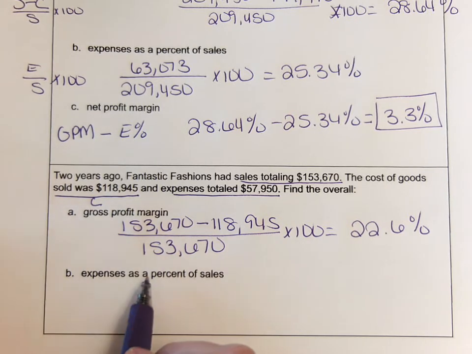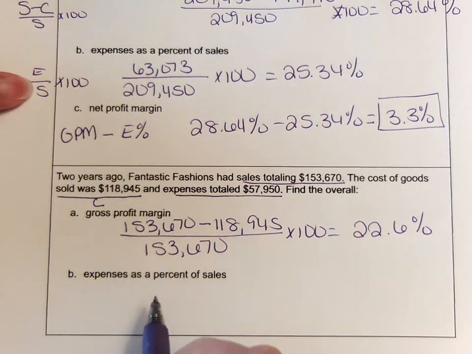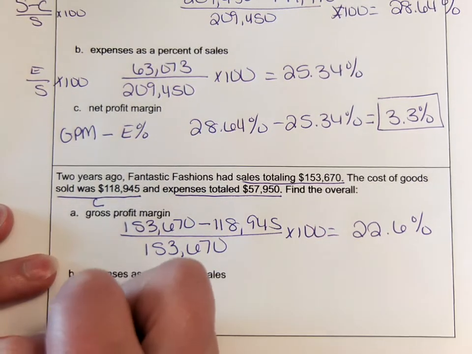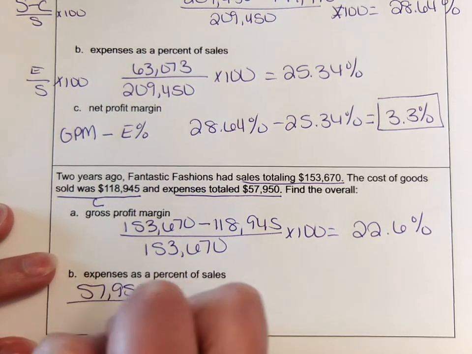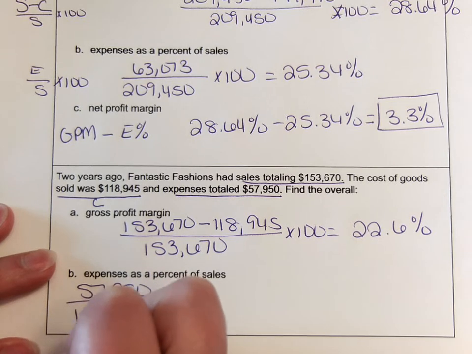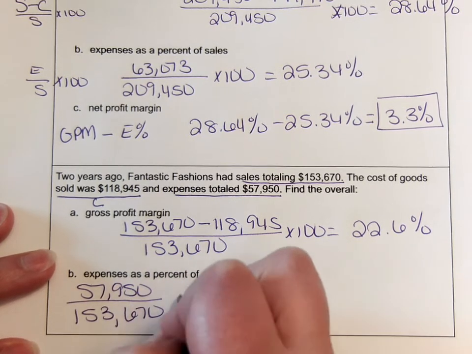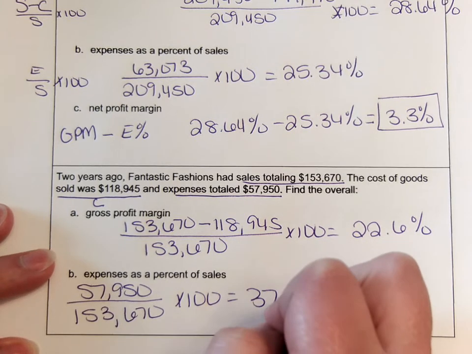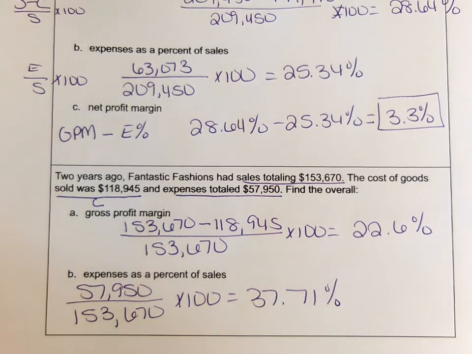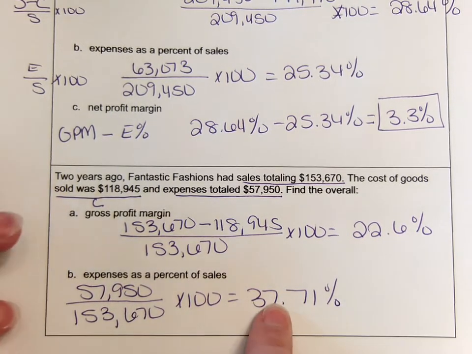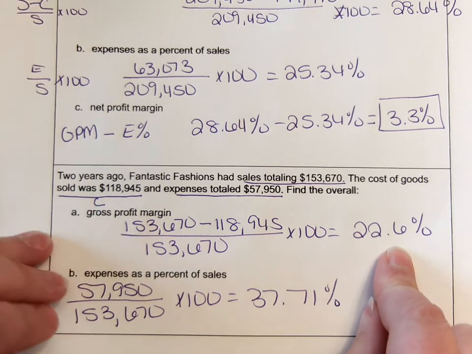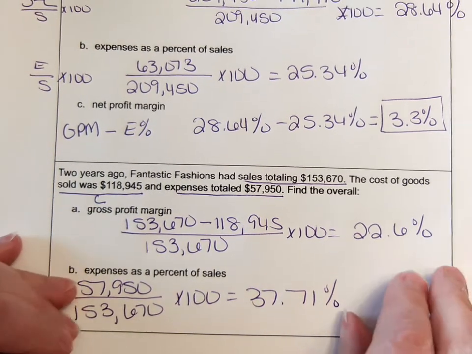Expenses as a percent of sales. Remember, we're going to do expenses divided by sales times 100. So our expenses, 57,950 divided by 153,670, times 100, and that gives us 37.71%. So our expense percent is higher than our gross profit margin. So that's not looking good.